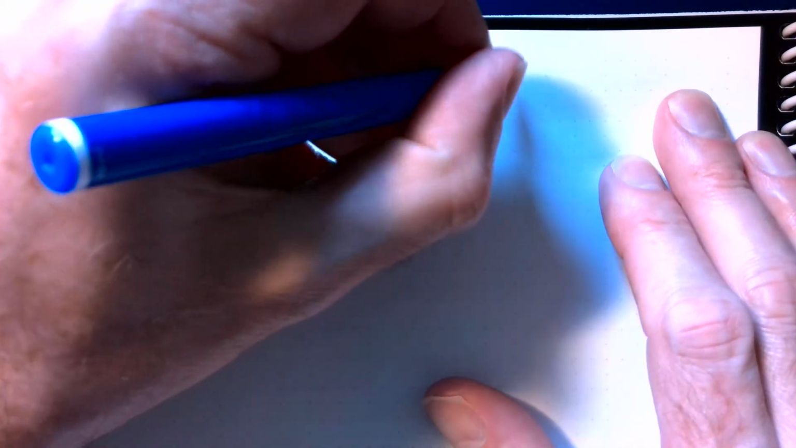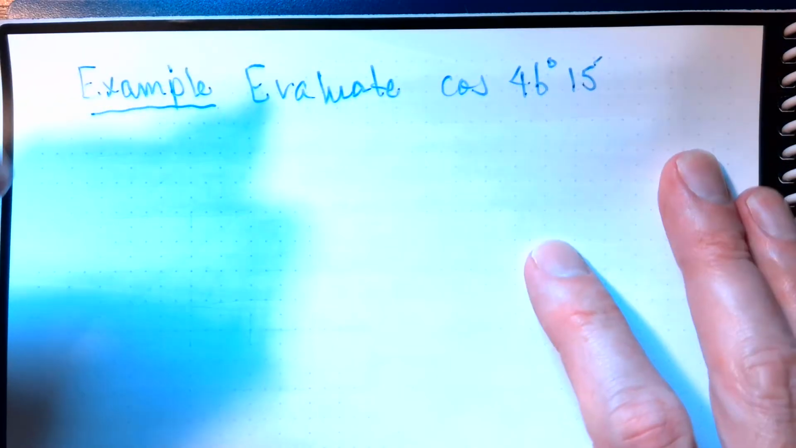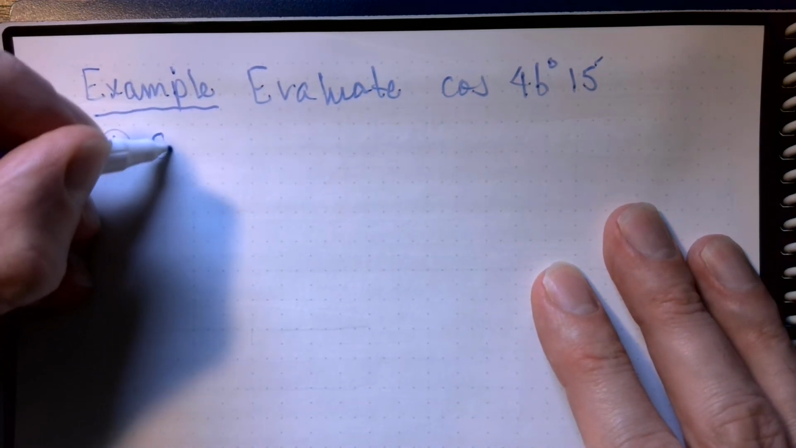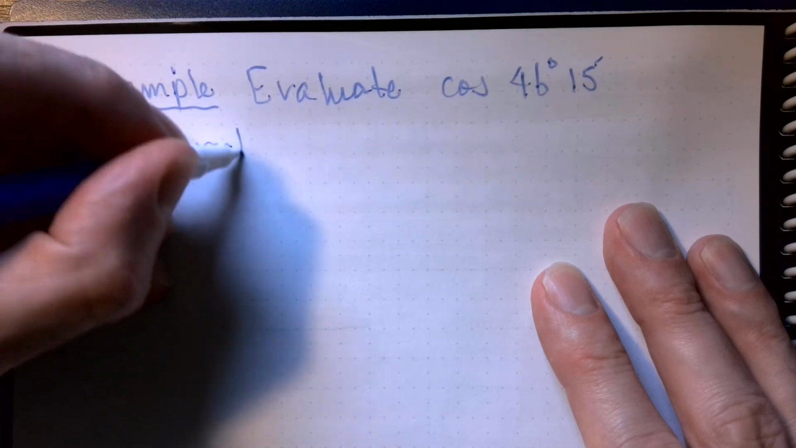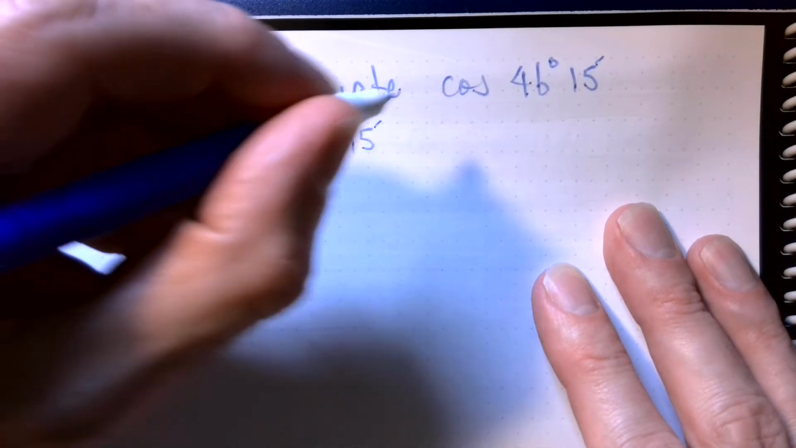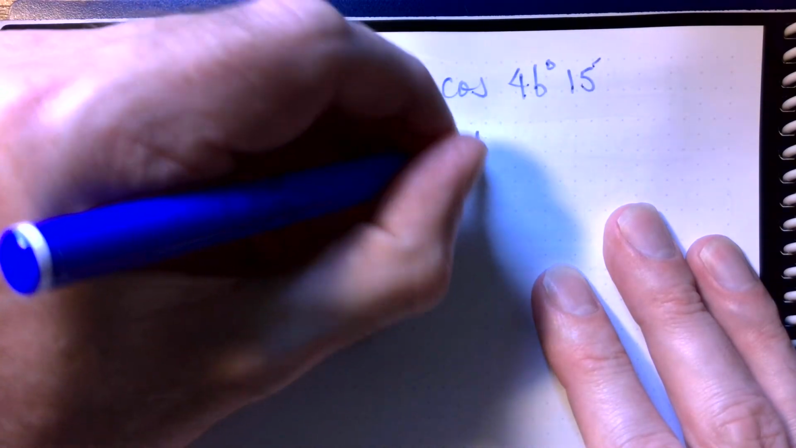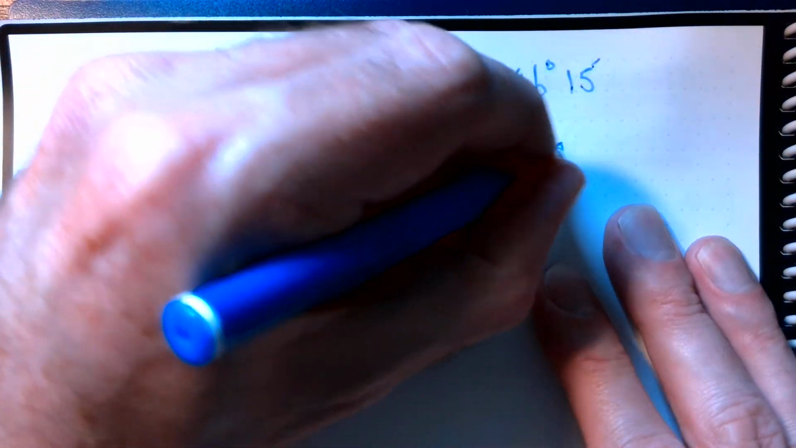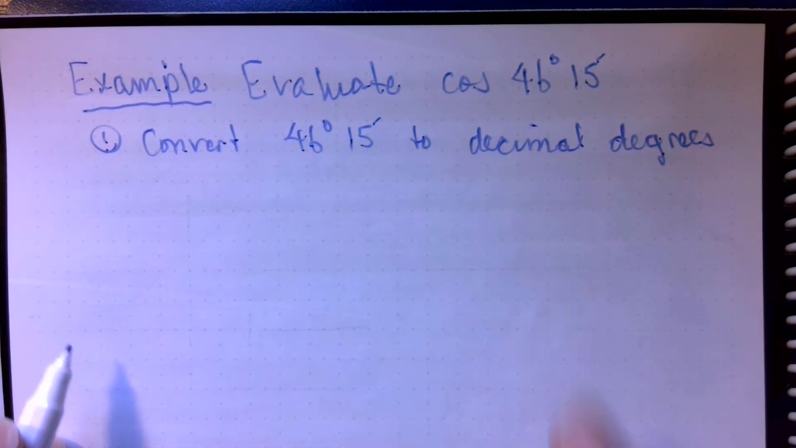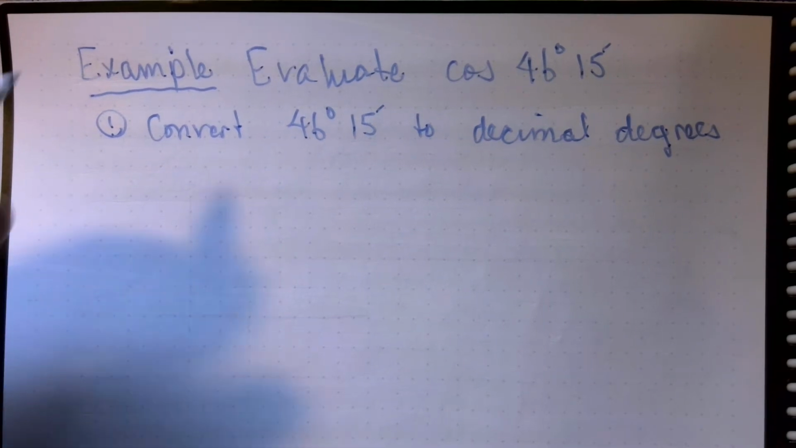Evaluate cosine 46 degrees 15 minutes. Okay, so step 1, we're going to convert 46 degrees 15 minutes to decimal degrees. Okay, we're going to convert 46 degrees 15 minutes to decimal degrees.